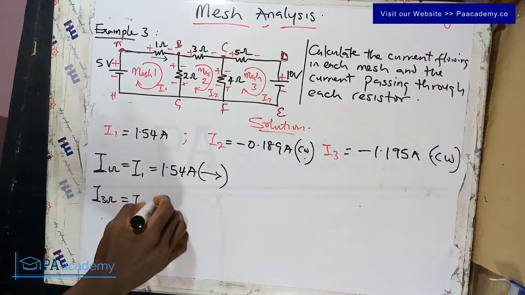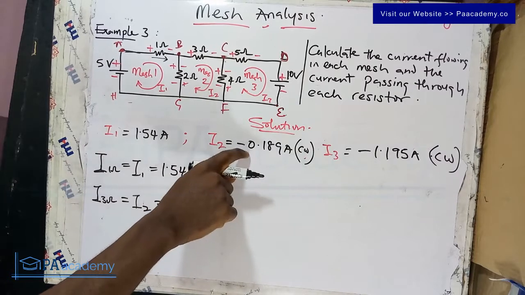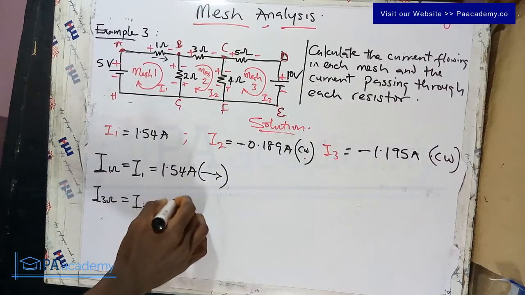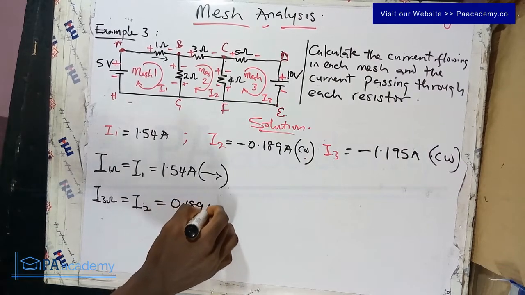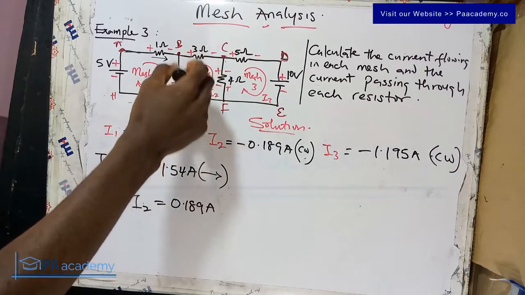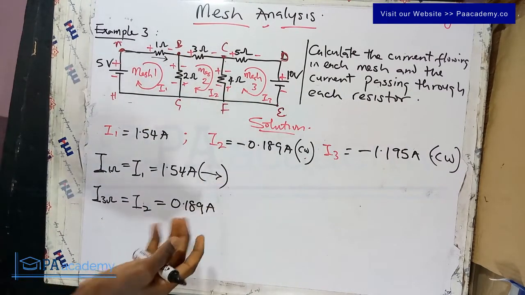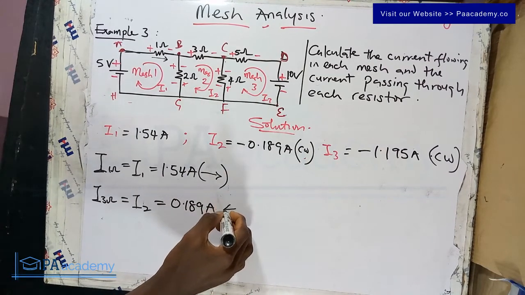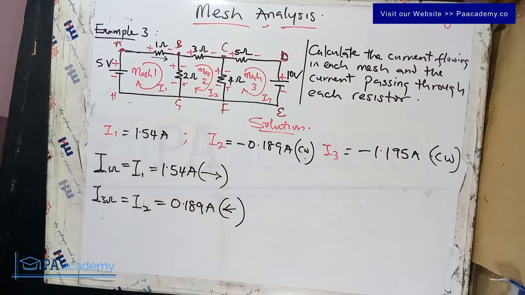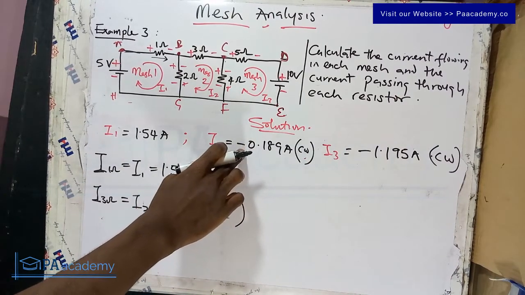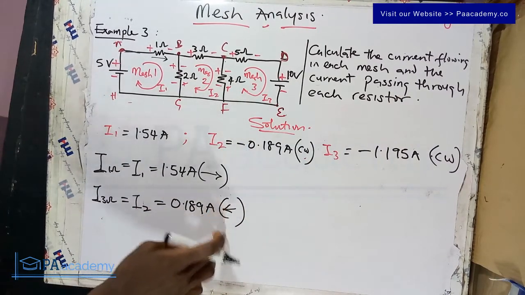It's the same thing with I2. And the value for I2, though we are getting the negative answer, we are going to write it in positive. So that will be 0.189 amperes. Now, this is the direction that we assume that gave us the negative answer. But now that we are indicating it without the negative, we are going to take it in the opposite direction. Is that clear? So if you are taking out the negative sign, then make sure that your direction will be opposite.